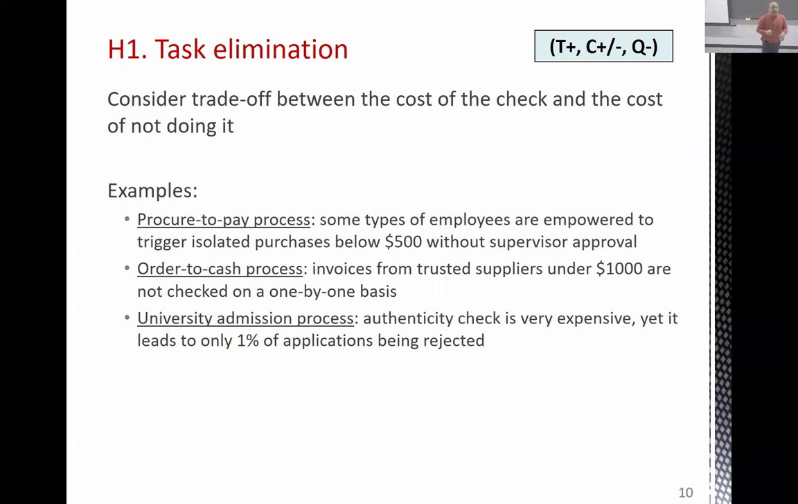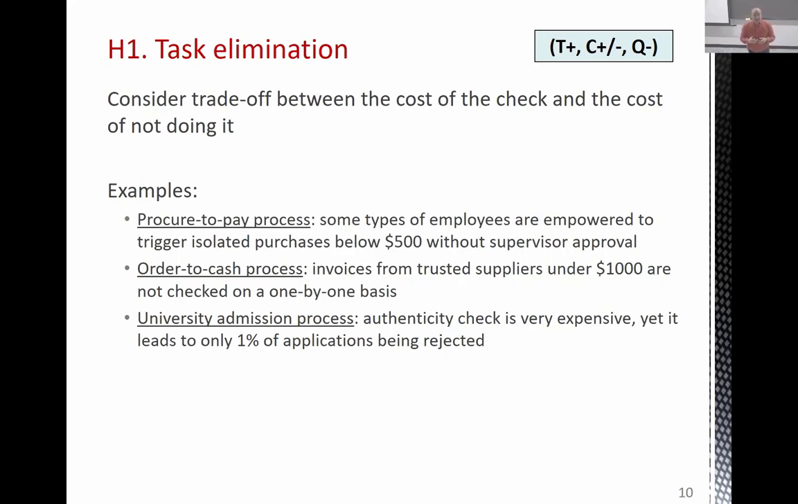In an order to cash process, for example, it's often the case that invoices are checked one by one. You will be very surprised to know that a lot of large companies receive a lot of duplicate invoices, two times the same invoice. If they don't pay attention, they sometimes pay twice the same thing. You will also be surprised to know that there is a lot of invoice fraud going on in the real world. Companies receiving fake invoices, or invoices looking like real invoices, etc. So organizations have to be very rigorous about the way they handle inbound invoices and the way they pay them.